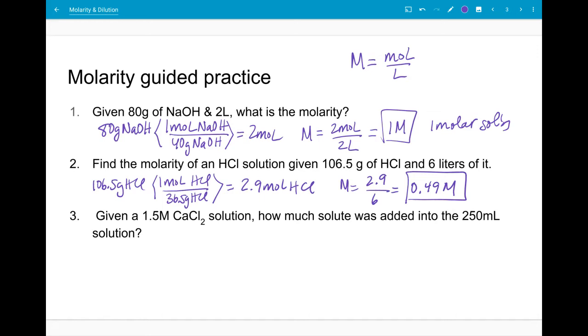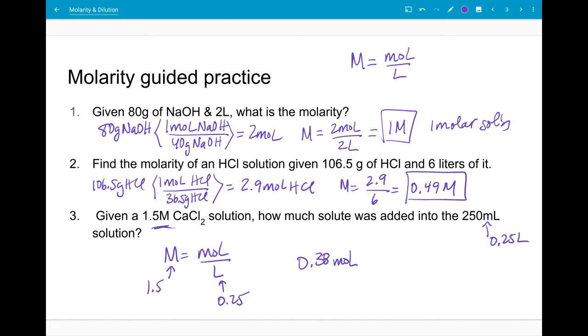Now, the next one I find that people have a little more trouble with because they actually gave us the molarity. So just a reminder, molarity is moles over liters. So for this one I'm given 1.5 for my large M. And I know my volume is 250 mL, so I'm going to convert that to liters, which is 0.25 liters. So if I cross multiply, that allows me to find the number of moles. And you'll find that that is 1.5 times 0.25, 0.38 moles of this calcium chloride.